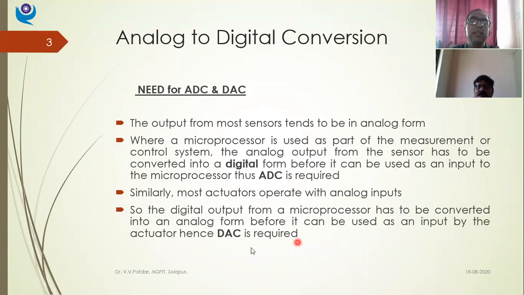So this is the need in the mechatronic system. We require A to D converters and D to A converters for proper functioning of each element of my mechatronic system.